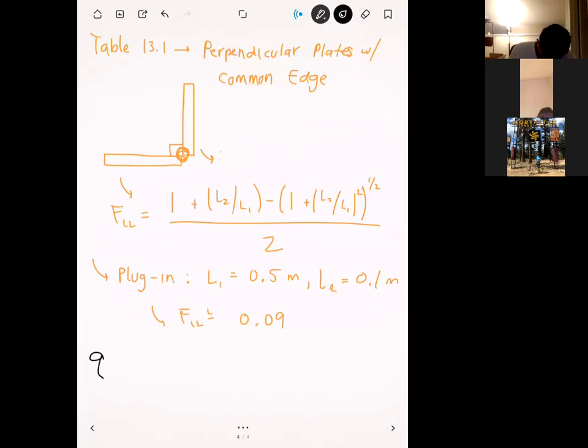From our earlier formula, we know that the radiation heat exchange between 1 and 2 is F12 A1 times sigma times T1 to the 4th minus T2 to the 4th. In order to compute the area, we need to compute the width into the page, which was supposed to be given to you in the problem, but I kind of missed it.